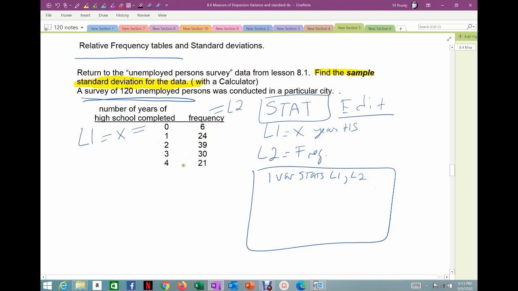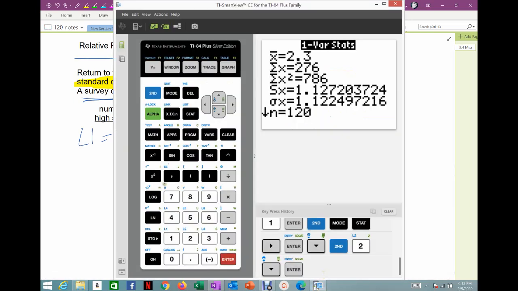You don't want the average of the numbers 0 through 4 because you've got 6 zeros, 24 ones, 39 twos, 30 threes, and so you want to make sure you have the frequency. So you have to tell it that, and again, make sure you're careful. The comma, in case you've forgotten, is above the 7. List 1 is second the 1 key, list 2 is second the 2 key. Then hit enter, and it should give you this information.